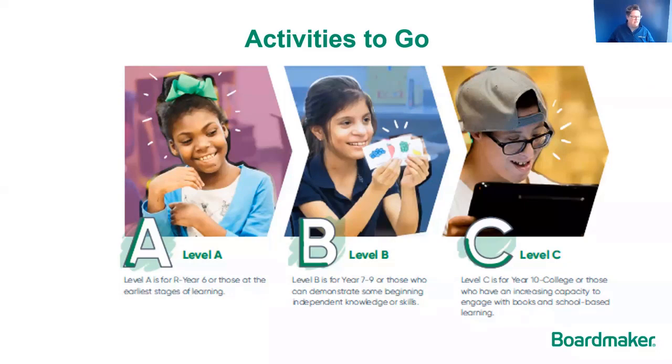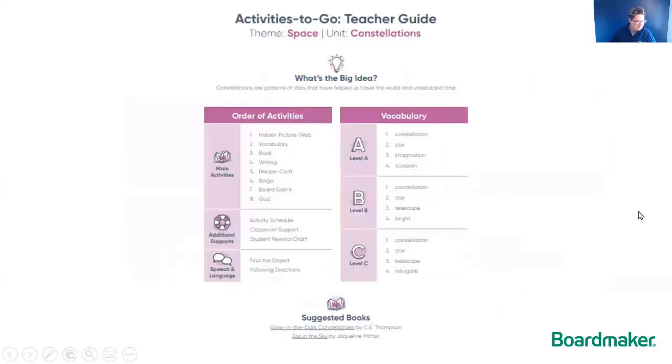And then moving on to level C, which is for maybe some of our older learners, or those that have increasing capacity to engage with books and learning resources. So you can see how it's a bit of a step up for each of those. The idea, hopefully, is that even if you're working with quite a diverse group of people, you'll be able to differentiate to their levels, even if you're working on the same level and the same theme.